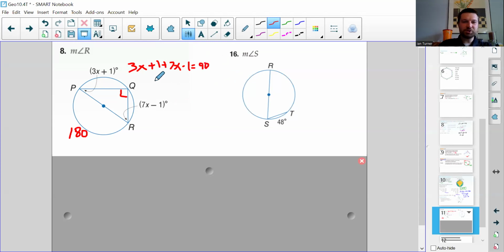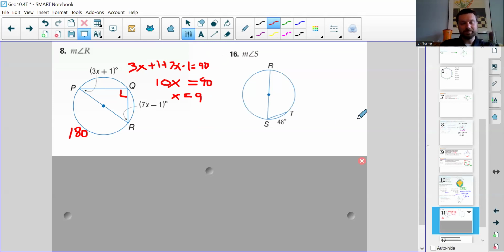And then it's just algebra. So we get 10x equals 90. The ones cancel, for those of you keeping track at home. And we get x equals 9. And then you can plug that back in if you want to.